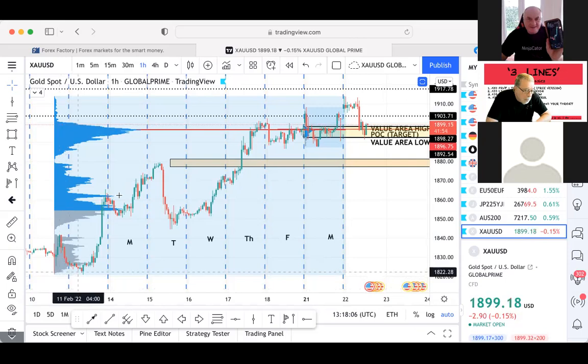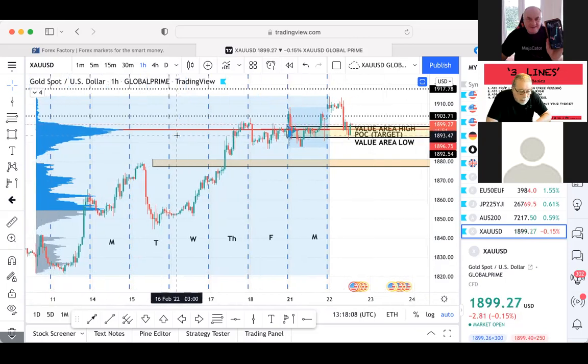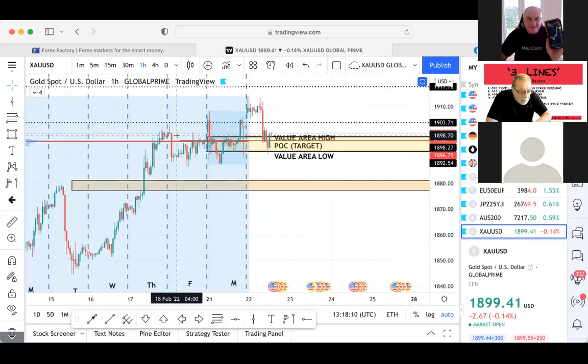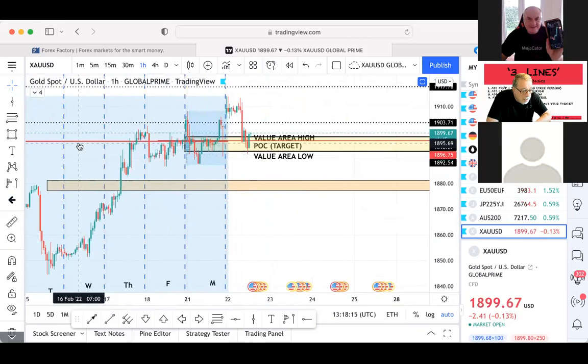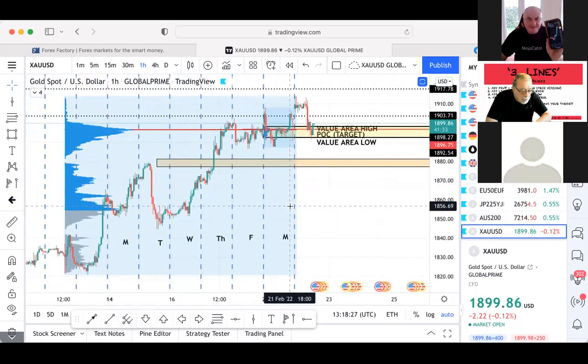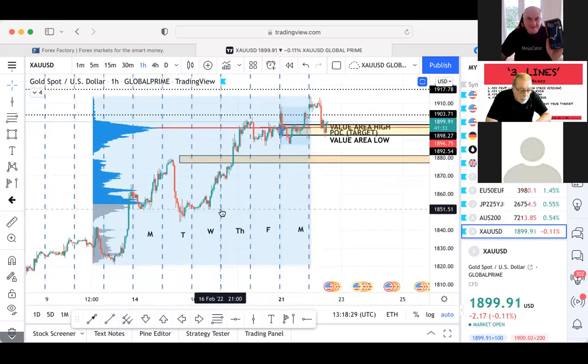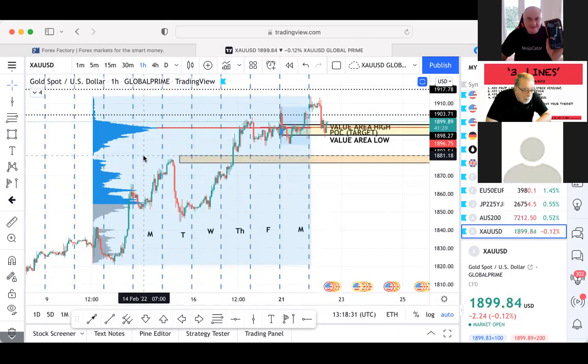And what we've got is a new point of control. It's actually probably identical to today's point of control. You see that red line there? That's the point of control for that several days period, and it actually coincides with the point of control we'd already got marked up for yesterday. So that's the first thing to notice. It's obviously a very strong magnet for price. Price is going to want to return to that level.